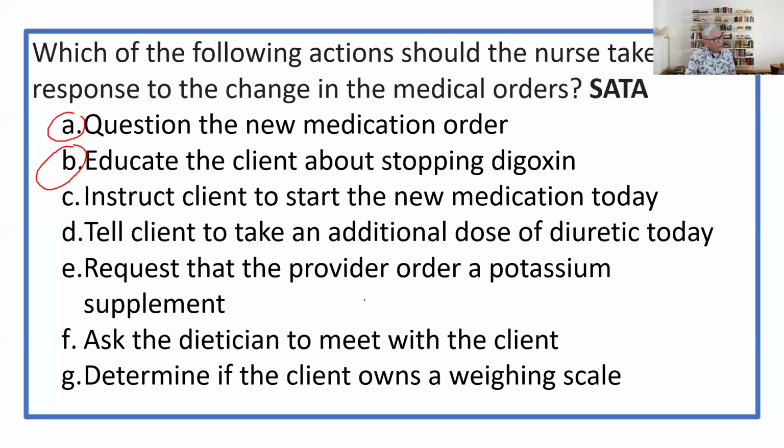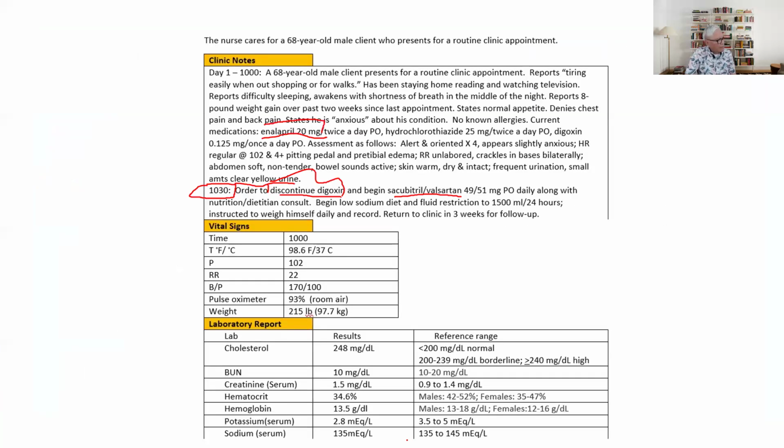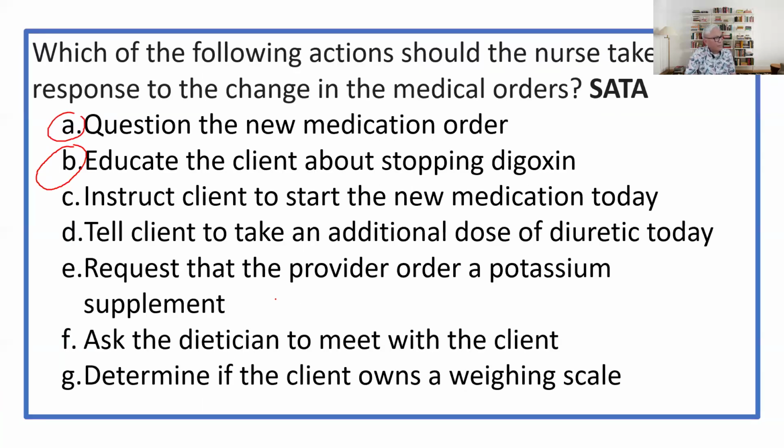Tell the client to take an additional dose of diuretic today. There's no such order. Request that the provider order a potassium supplement. Well, remember that the potassium was 2.8, I believe, right? Right here. So yes, we need to point out to the doctor that he needs to address this hypokalemia. And so therefore, this would be a correct response.